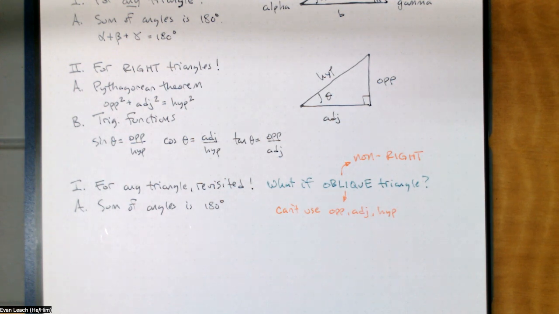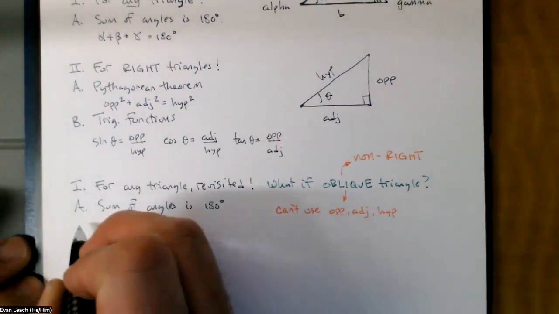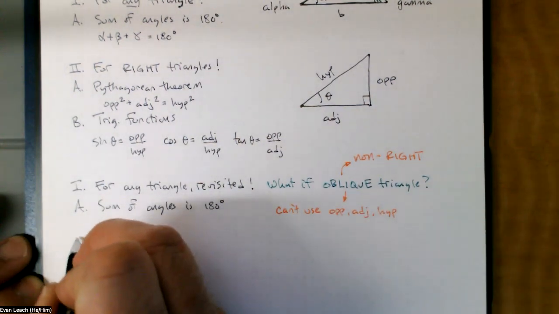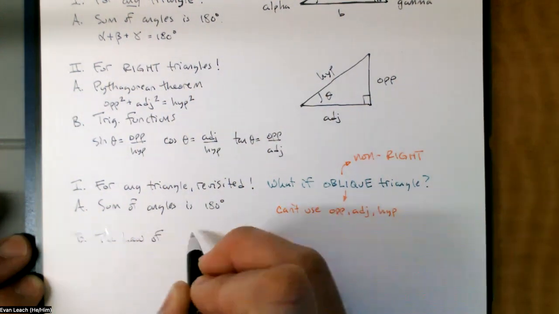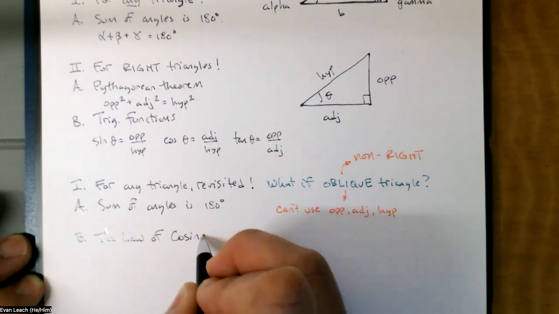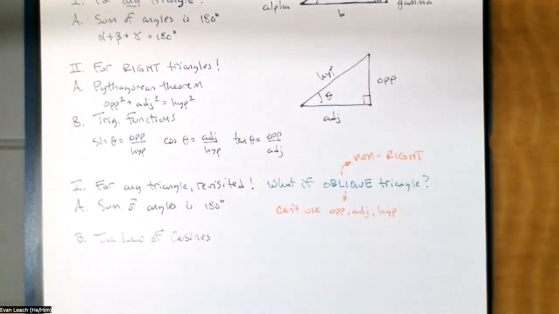There are 2 new things that we need. We need to add 2 more things to our tool set. One corresponds to Pythagorean theorem, the other one corresponds to trig functions. Here are the 2 new tools that work in any triangle. One of these is the law of cosines. The law of cosines is the general Pythagorean theorem. It's Pythagorean theorem plus.